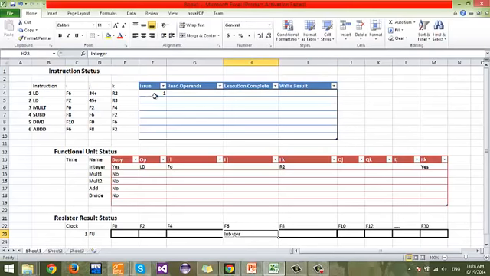Okay, this is all about cycle 1. Instruction status table is updated. Functional unit status table is updated. Register status table is also updated. Let's move to clock cycle 2. What will happen now? Can load 2 be issued? No, we don't have any more integer functional unit that's not busy. So we can't issue load 2.